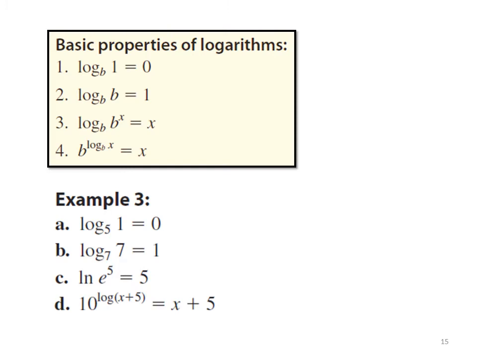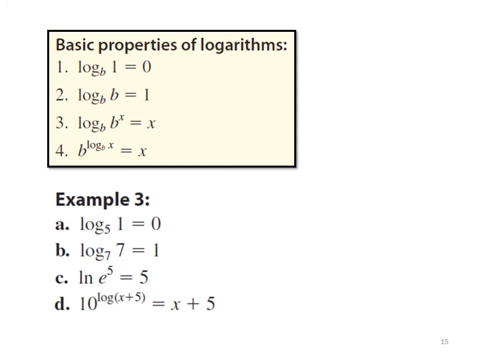Here is another example. Log 1 to the base 5 is equal to 0 because 5 to the 0 equals 1. Log 7 to the base 7 is 1, since 7 raised to the power 1 is equal to 7. Ln is just log to the base e, so ln e to the 5 is equal to 5, and e raised to the power 5 gives you e to the 5.